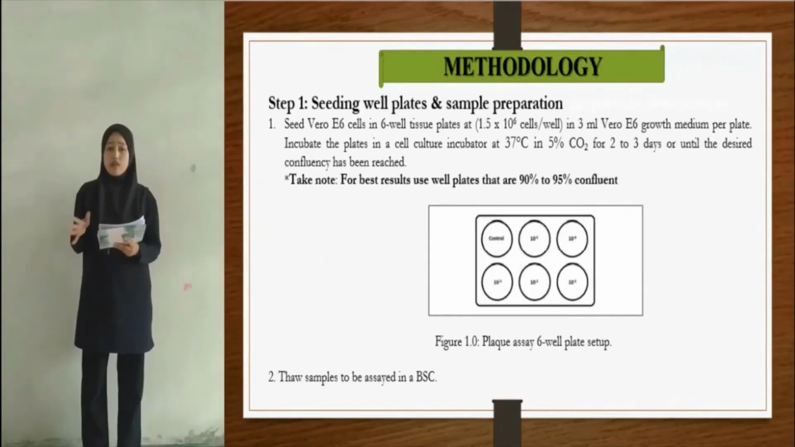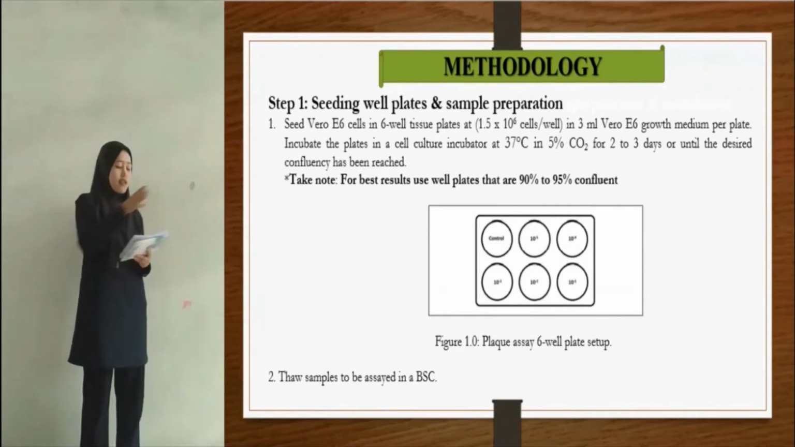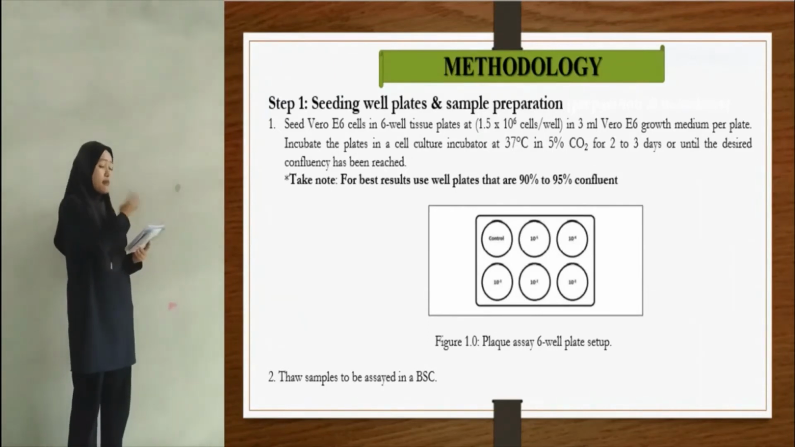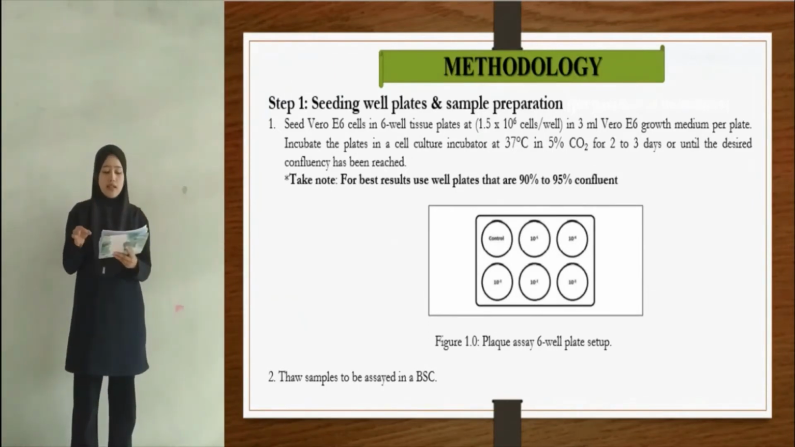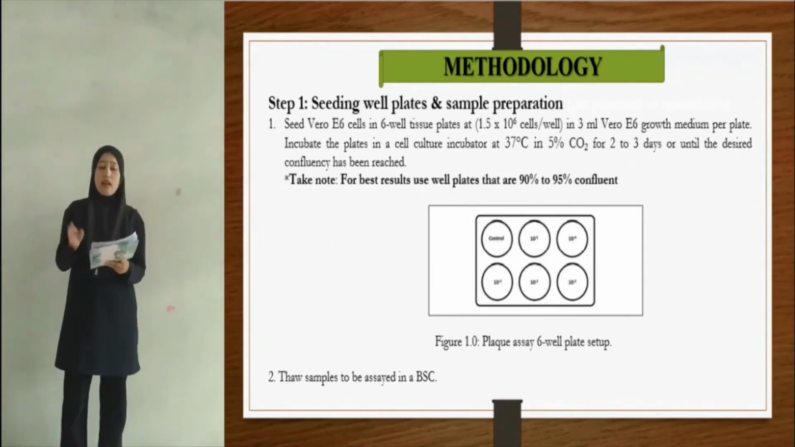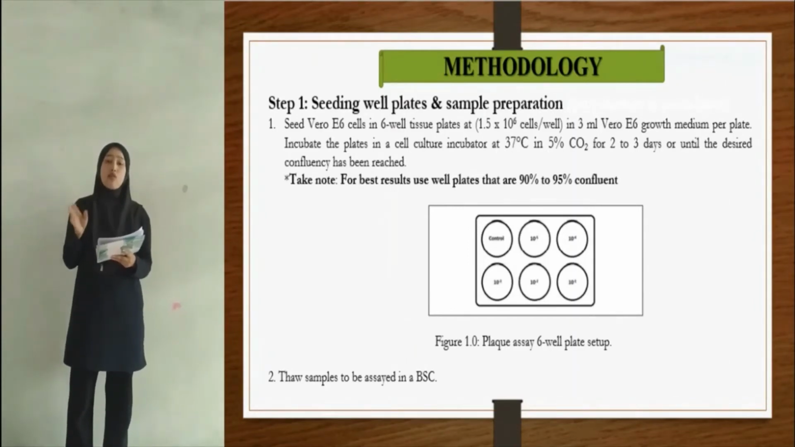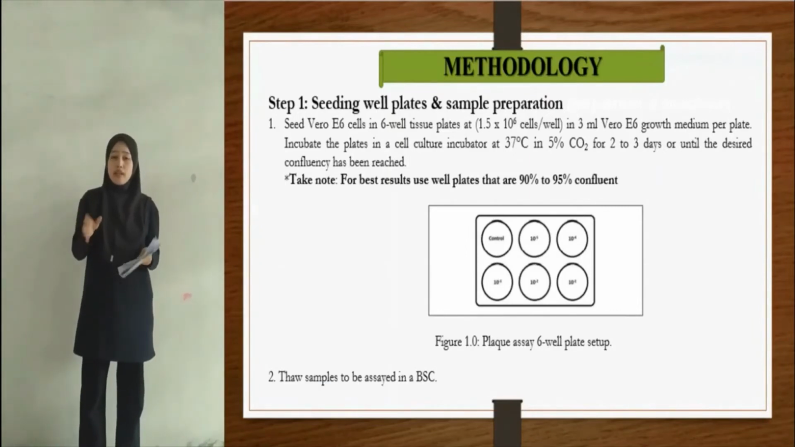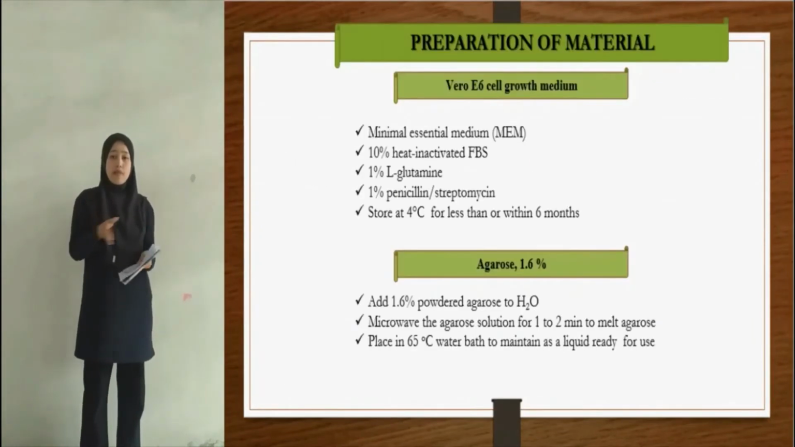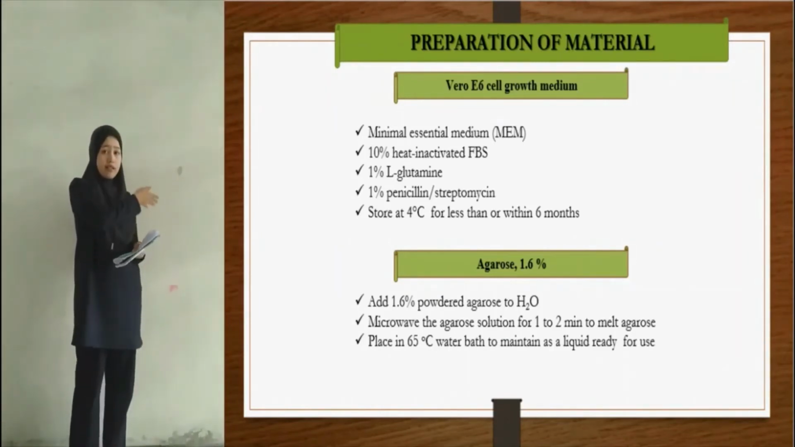So for the methodology, the first step involved in the quantification of SARS-CoV-2 by the plaque assay is the seeding of the well plate and sample preparation. In this stage, the Vero E6 cell line is seeded in the 6-well tissue plate at 1.5 times 10 to the power of 6 cells per well in 3 ml of Vero E6 growth medium per well. We can prepare the Vero E6 growth medium using the things that I have listed in the slides.